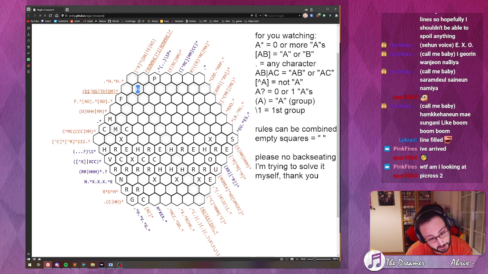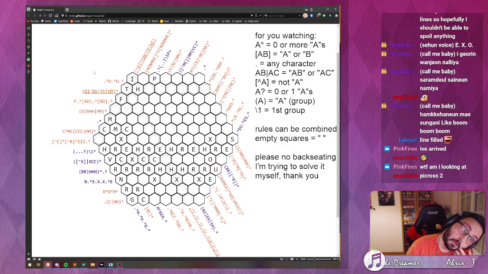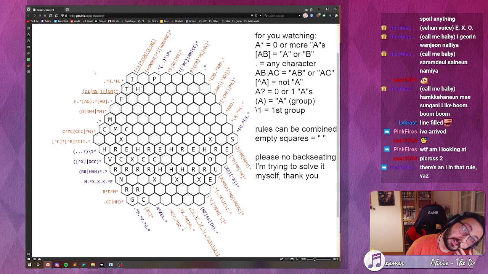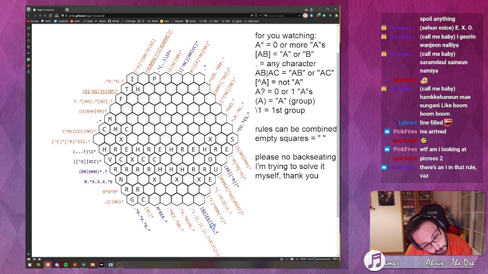So this forces an H, which forces an I here. Yeah. Okay. Does the H force anything? It forces a T. This T is not allowed. I've broken it. There's an I in that rule. Which rule? IH. Oh, there is. You're right. Shit.